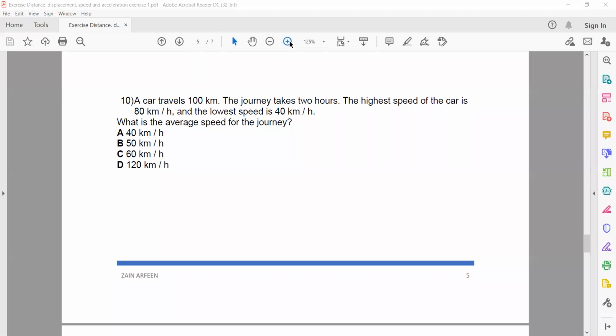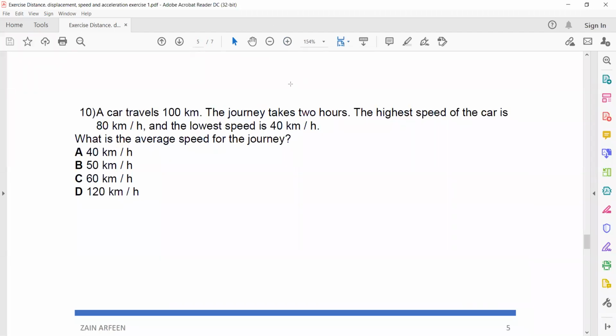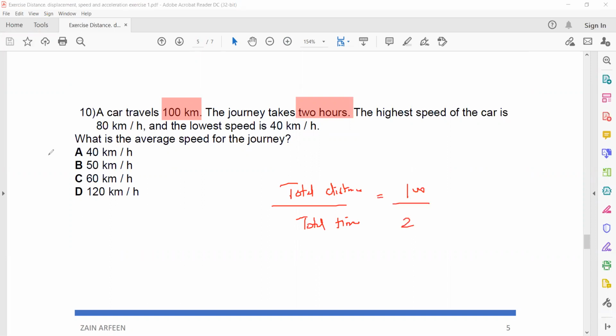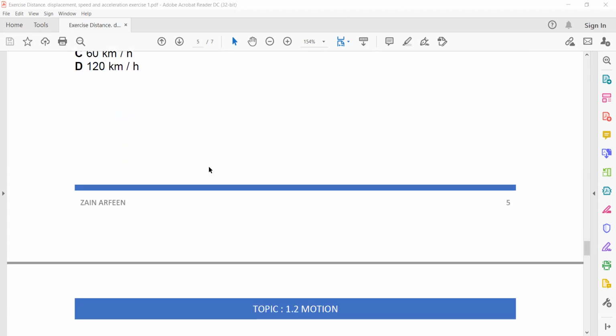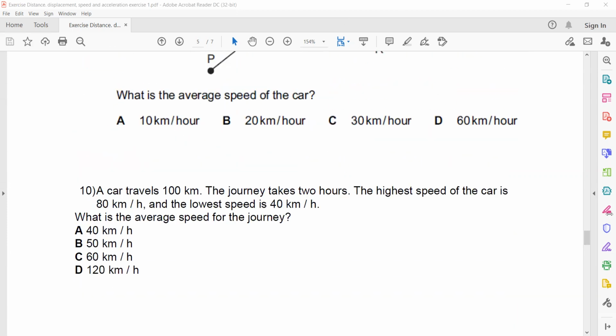A car travels 100 kilometers and takes 2 hours to complete the journey. So 2 hours is the duration and 100 kilometers is the total distance. What is the average speed? Average speed is the total distance divided by total time, so 100 divided by 2 is 50 kilometers per hour. So these are the MCQs. Any question till now? Then I'll discuss the structured questions.